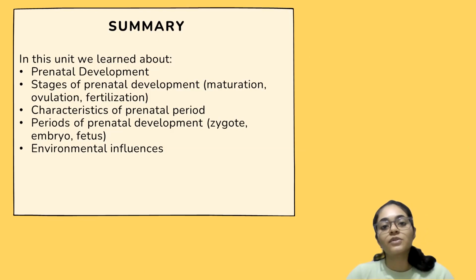Looking over the summary, in this unit we talked about what prenatal development is, starting from conception to birth. What are the stages of prenatal development: maturation, ovulation, fertilization? What are the different characteristics of the prenatal period? The periods under prenatal development, that are zygote, embryo, and fetus. And lastly, we looked at the environmental influences and also understood what the hazards are, or what are the things that can be hazardous to the development of the child.